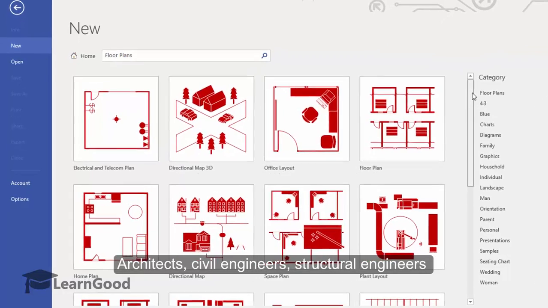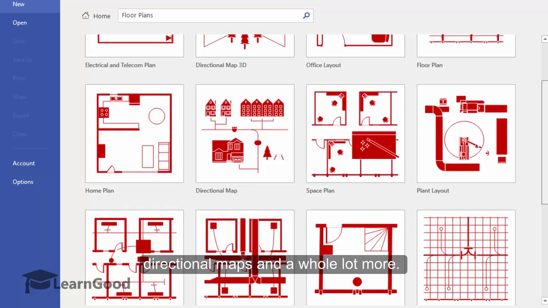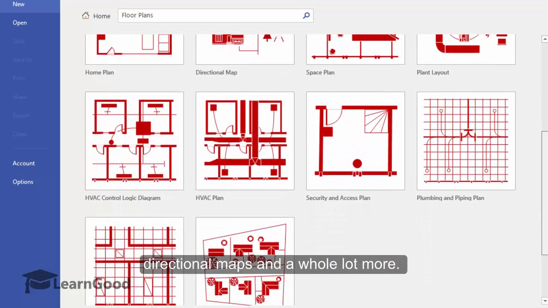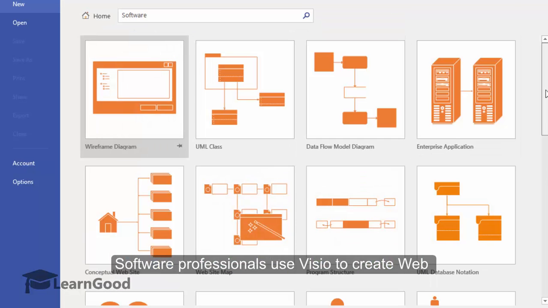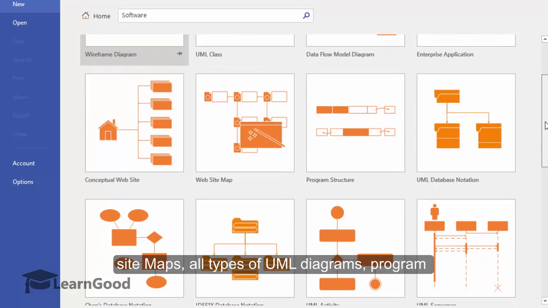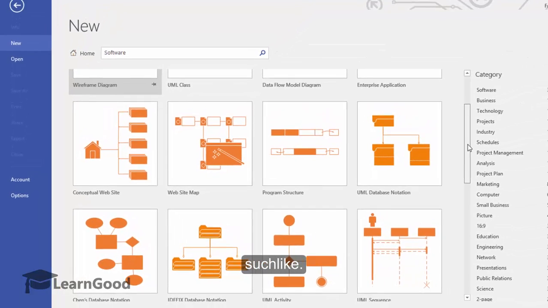Architects, civil engineers, structural engineers use Visio to create floor plans, landscapes, directional maps, and a whole lot more. Software professionals use Visio to create website maps, all types of UML diagrams, program flowcharts, database architecture, and such like.